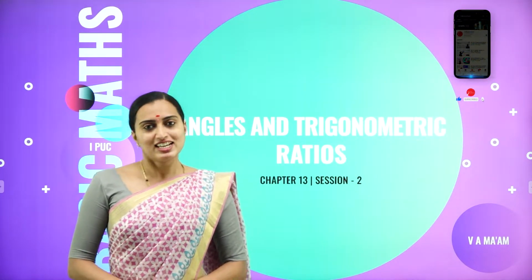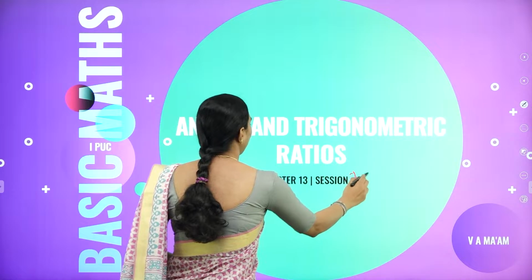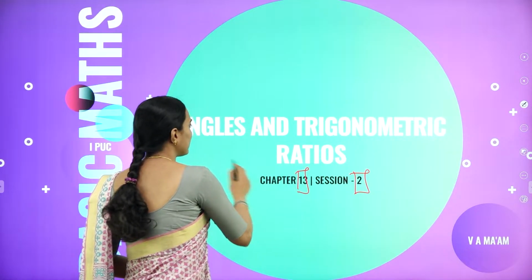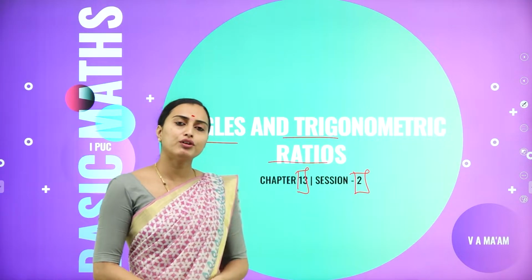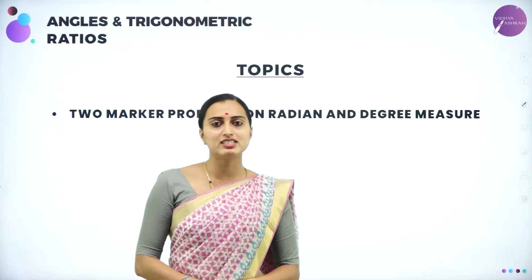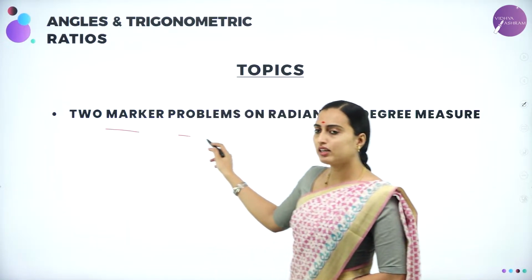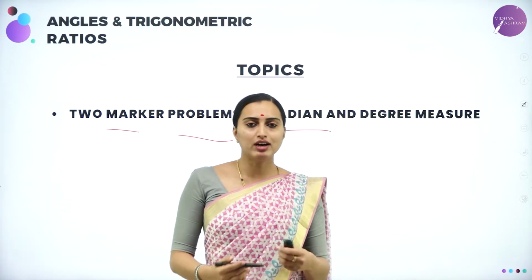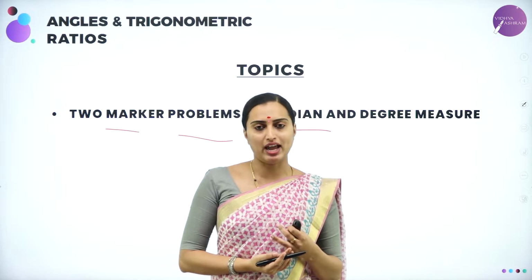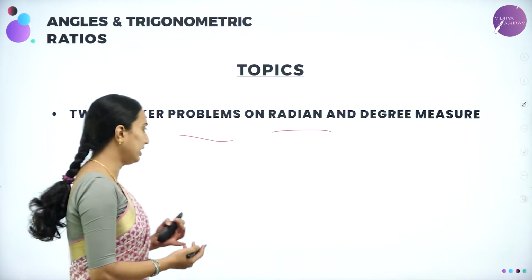In the last session we gave an introduction to trigonometry, and then we learned how to solve some one marker problems, isn't it? So in this session number 2, chapter 13, which is angles and trigonometric ratios, the topic you are going to study is 2 marker problems on radian and degree measure. Here the sum of the angles of a triangle is given by 180 degree.